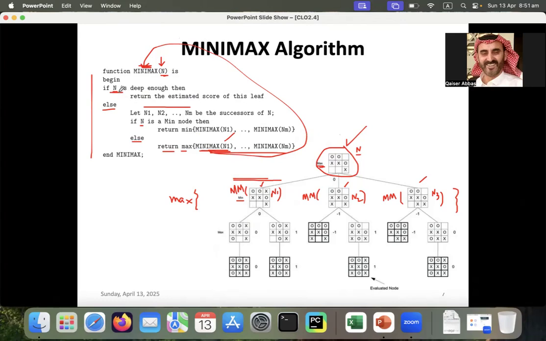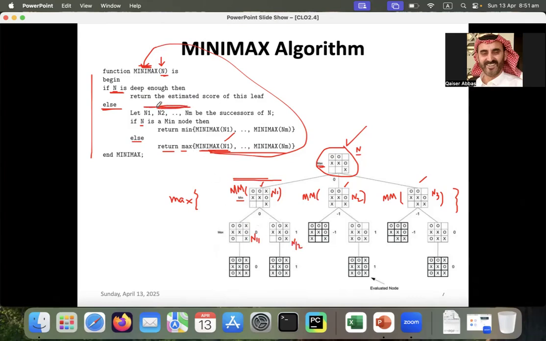And here I am checking if my n1 is deep enough. No, it is not a terminal node. Then I will come to this else portion. And then here I have to calculate the successors of this N1. So the successors of this N1 are these two. I can call them N11 and N12. So these are the two successors.